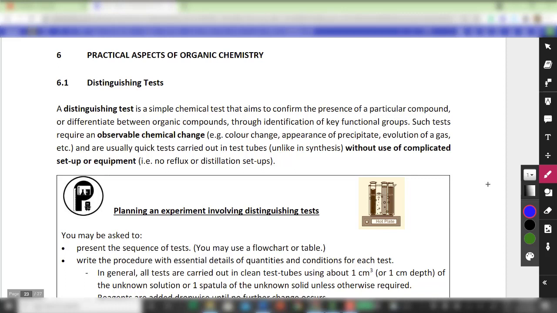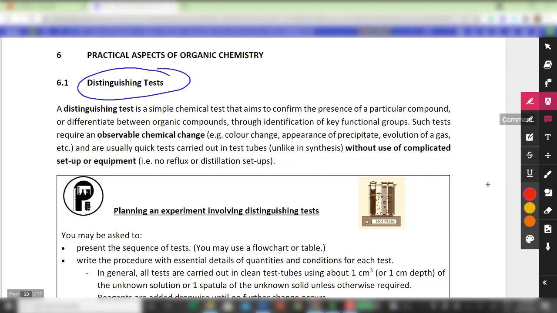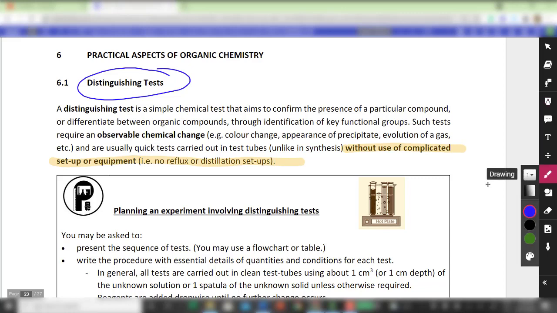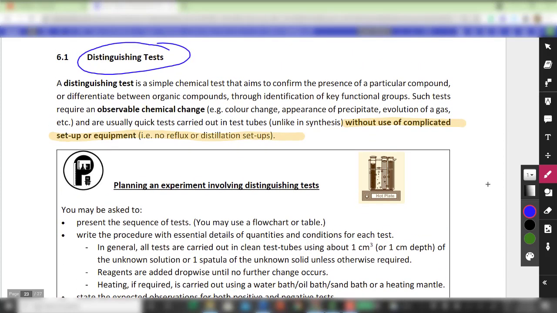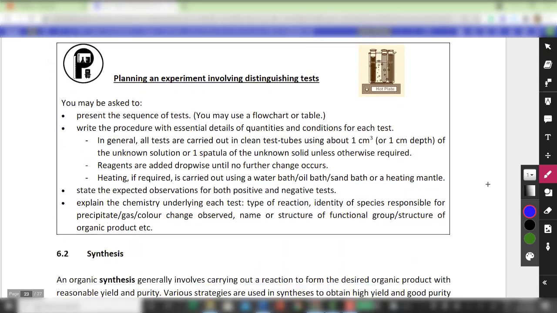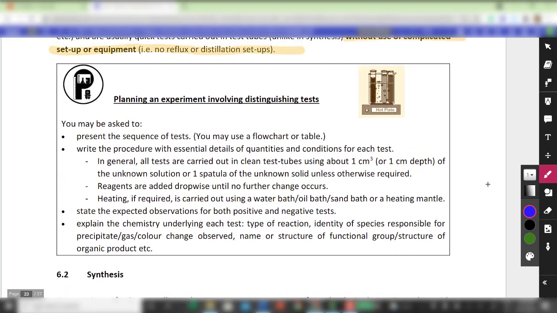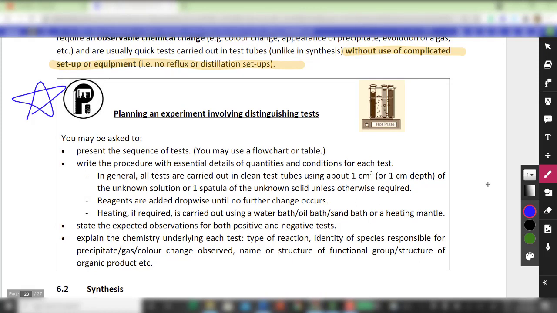Okay, and if you are required to do a distinguishing test, you are not supposed to have a complicated setup, which means if your distinguishing test involves any form of reflux or distillation, then it's incorrect. Okay, so remember this. So organic distinguishing test, you do it in a test tube. If you need to warm it, you do it in a water bath. You shouldn't be heating under the naked flame, or there shouldn't be any reflux. Okay, so we will tackle this in the practical rather than over here. I think that makes a lot more sense.